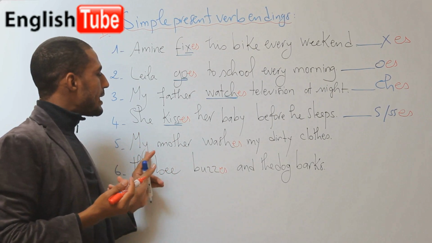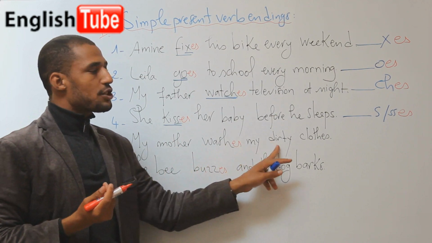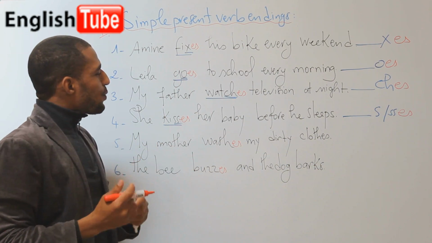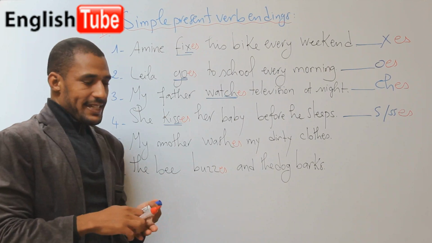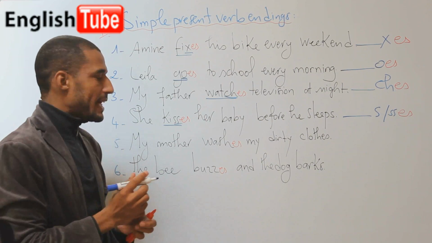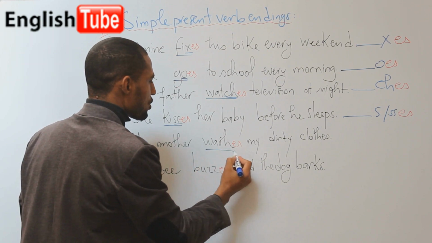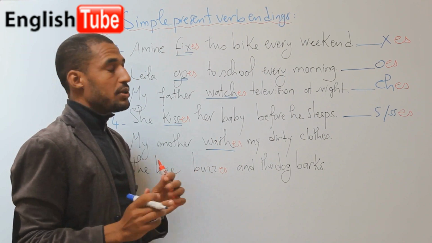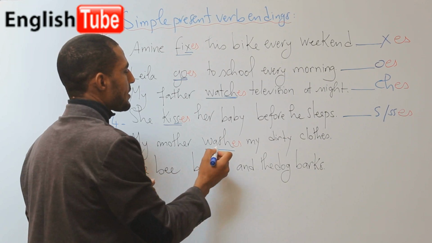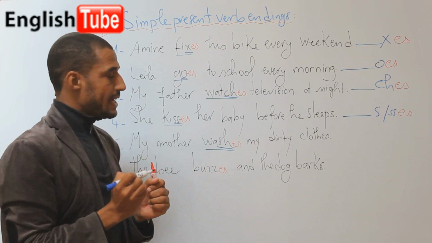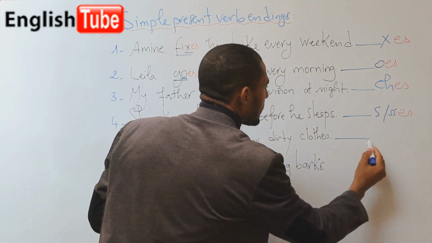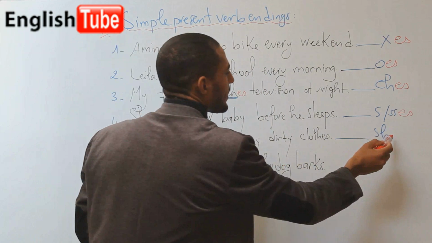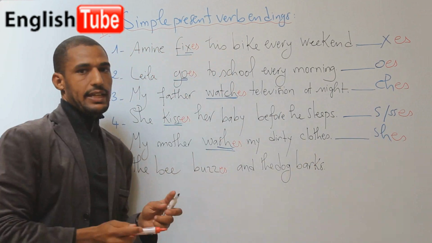Number 5 here we got: my mother washes my dirty clothes. God bless my mother anyway. My mother washes my dirty clothes. So here the verb base is wash, right? The last two letters of the verb base are S and H. Let's note it down here, SH, and the verb ending that we have to add is always ES.